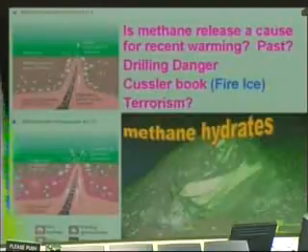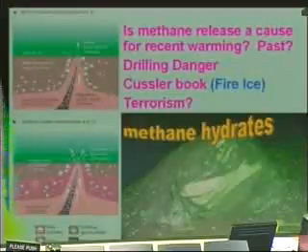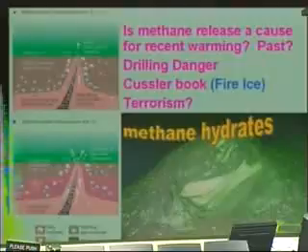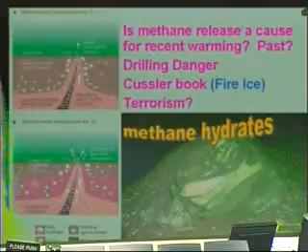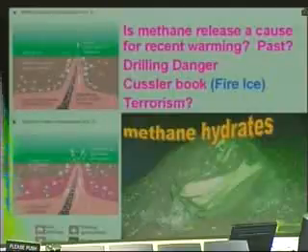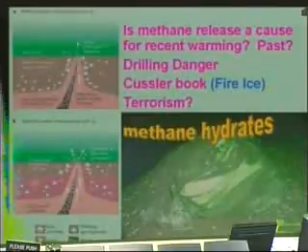So there's a drilling danger. If you have the ability of engineering, you want to make a lot of money. Whoever first devises the way to get this out of there, off our continental slopes, easily and safely, you're going to be very well off. Very well off. Because there's a tremendous amount of this material down there.